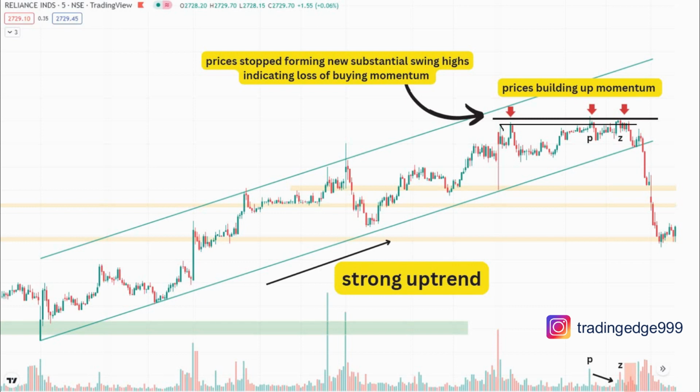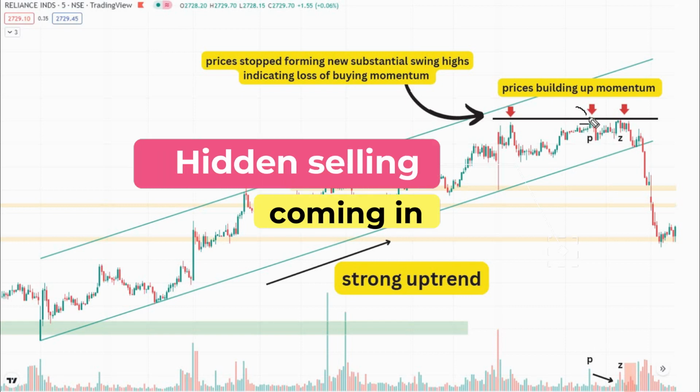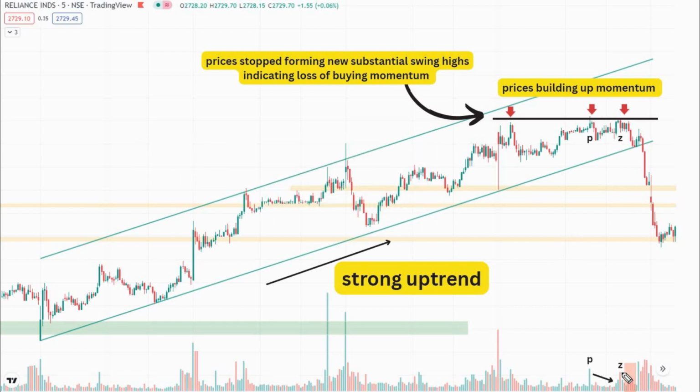horizontal resistance zone. Okay, and also see there is a price and volume divergence. Look at candle P and look at the volume, huge volume, but the candle closed at the middle of the range, so hidden sellers have entered here. Okay, again see, look at Z, huge volume in a selling candle. So it is clearly indicating that sellers are dominating at this price area. That's why prices are not able to continue the upward momentum aggressively.